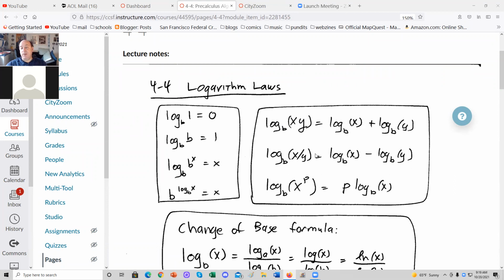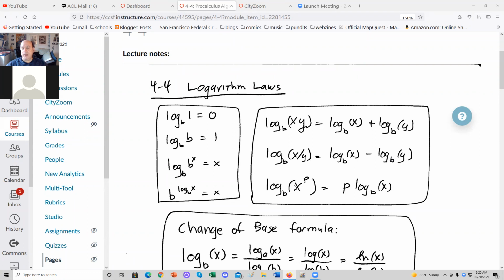Exponentials turn differences into quotients. A to the power x minus y is a to the x over a to the y. Well, logarithm goes the other way around. It turns division into subtraction. Log base b of x over y is log base b of x minus log base b of y.